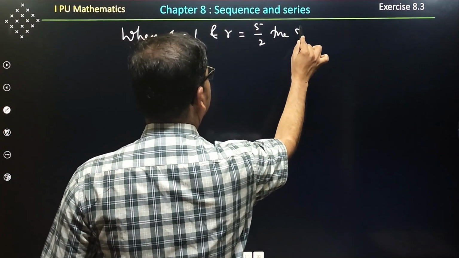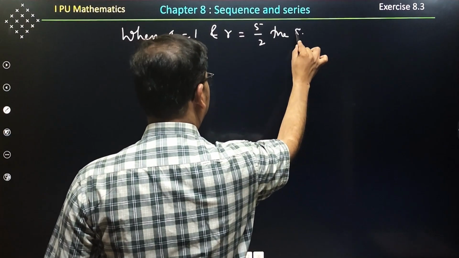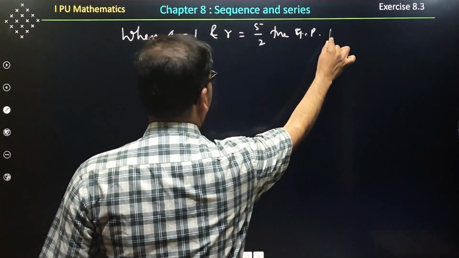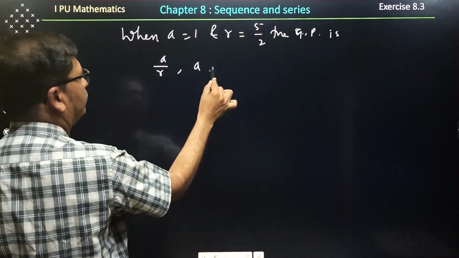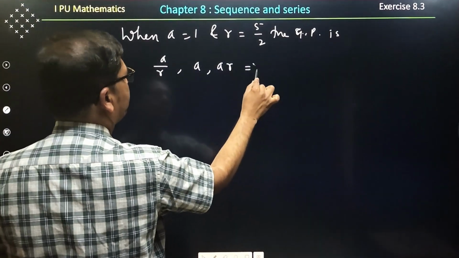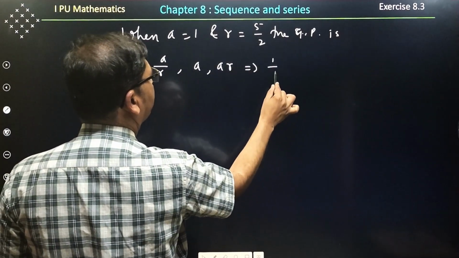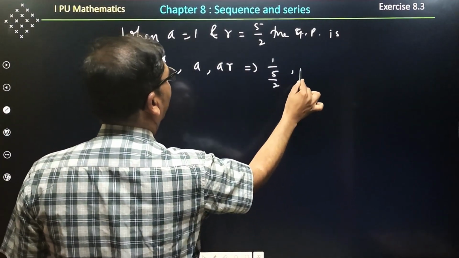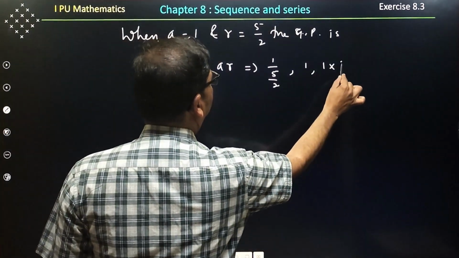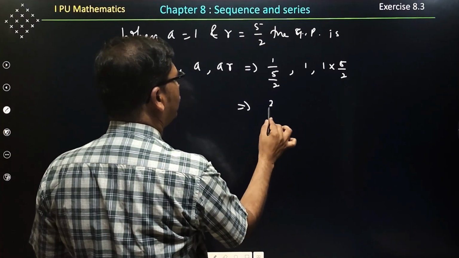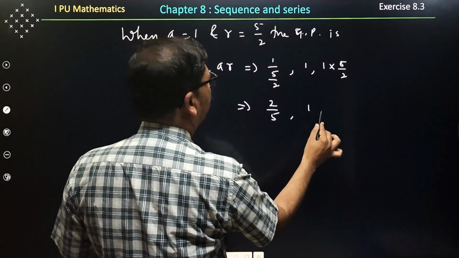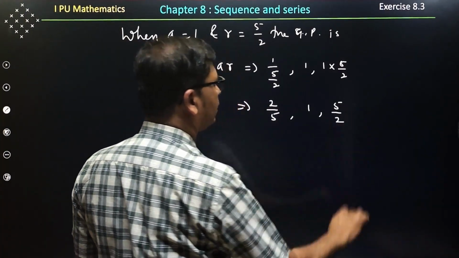The sequence, the GP, geometric progression, is a by r, a, ar. This implies a by r, that is 1 by 5 by 2, comma 1 into 5 by 2. So it is going to give you 2 by 5, 1 and then 5 divided by 2 here.